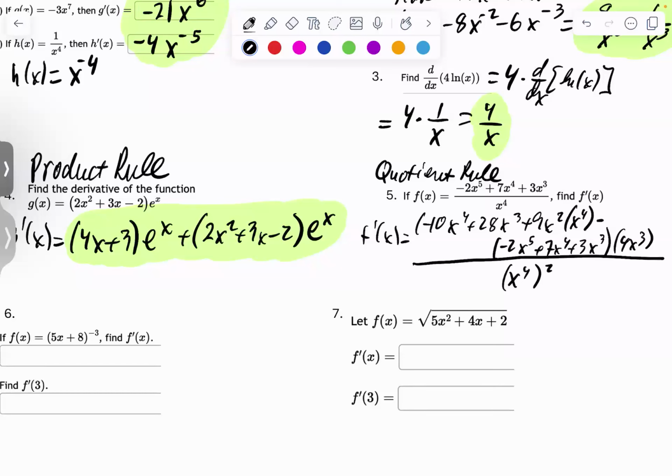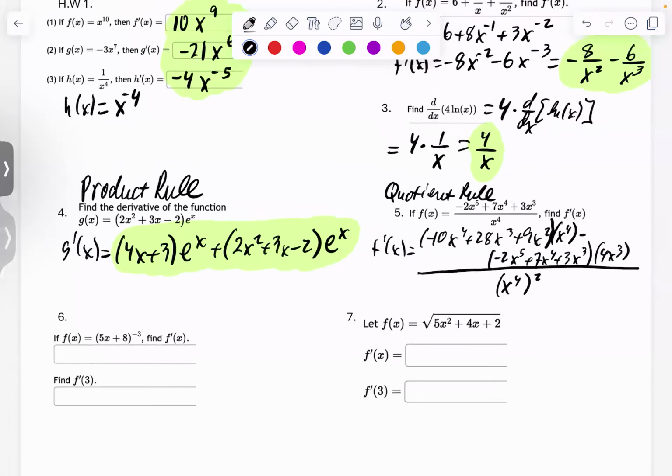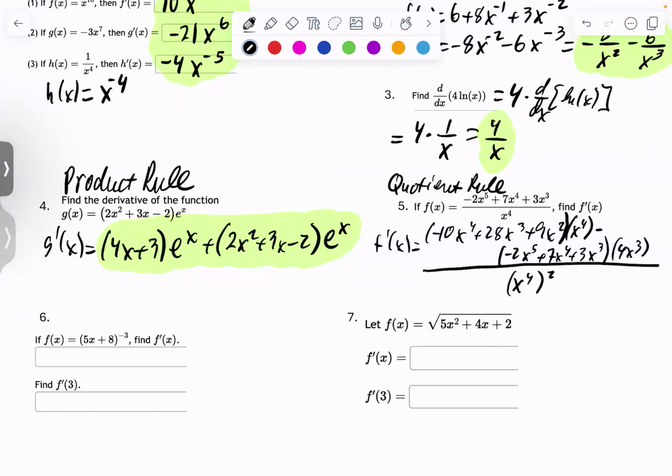So it'd be x to the eighth. I don't have room to clean that up, but you can see we would need to distribute the x to the fourth up top, distribute the 4x cubed up top. Make sure when you do the subtract, you distribute the negative, combine your like terms and things like that. So again, that's more algebra than it is calculus.